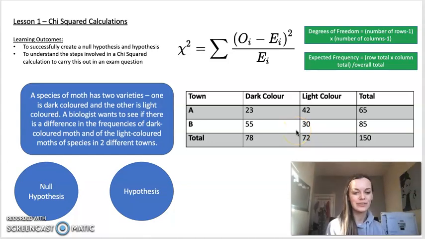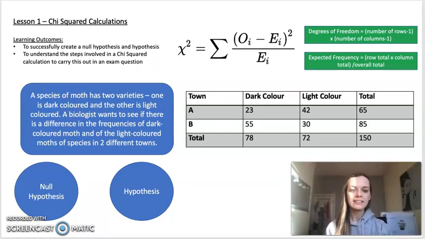Hi, so today's lesson is on chi-squared calculations, which is one of the statistical tests that you use in A-level biology. The learning outcomes of today's lesson are to successfully create a null hypothesis and hypothesis, and to understand the steps involved in a chi-squared calculation to carry this out in an exam question.